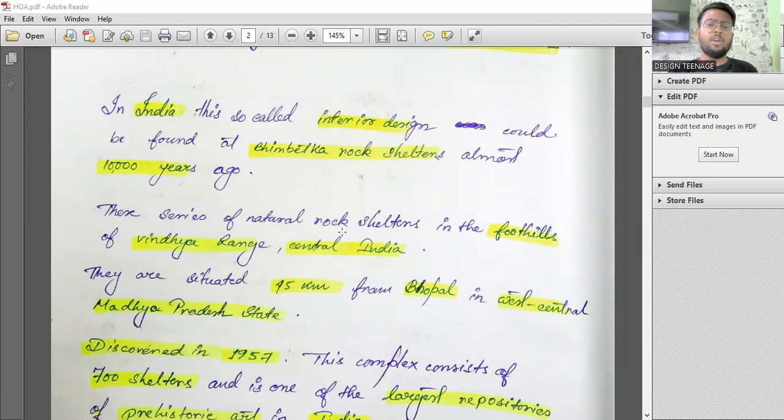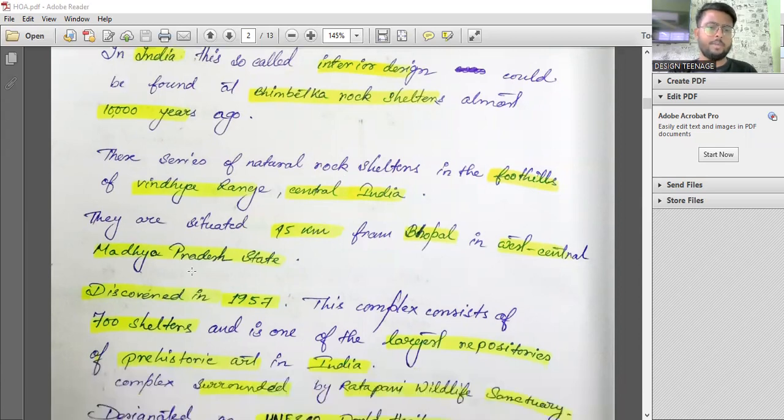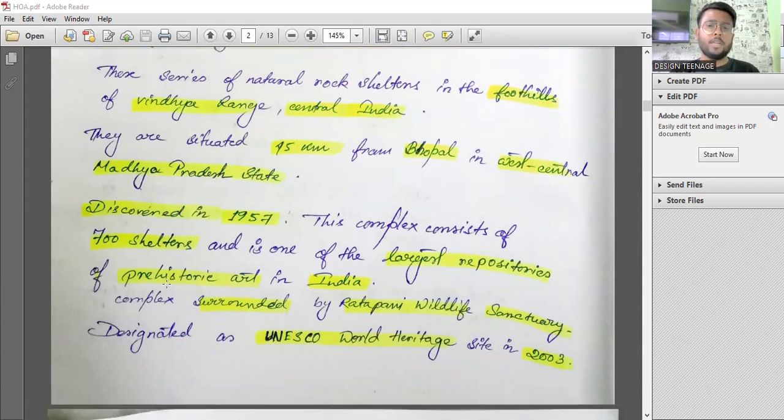The series of natural rock shelters in the foothills of the Vindhyas, central India. This is Madhya Pradesh state. Discovered in 1957, this complex structure consists of 700 shelters. So it was kind of a community, not for a single person or one family or just a few people. It was a community which was settled.